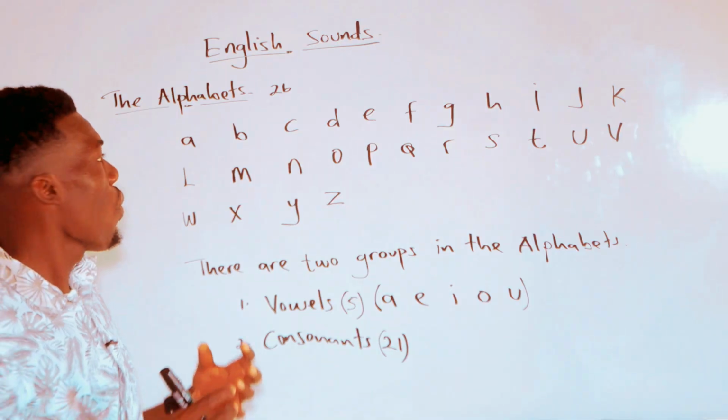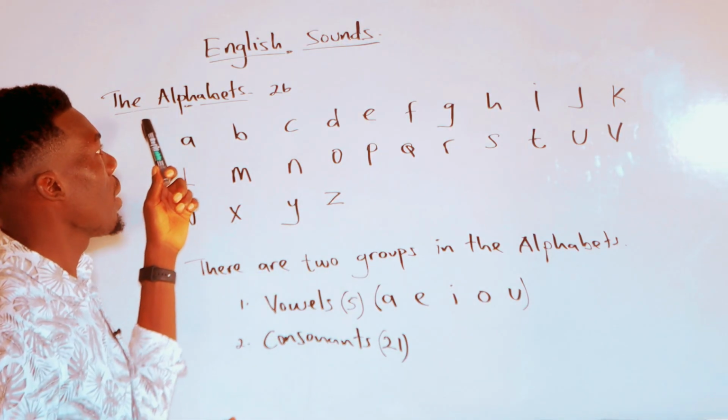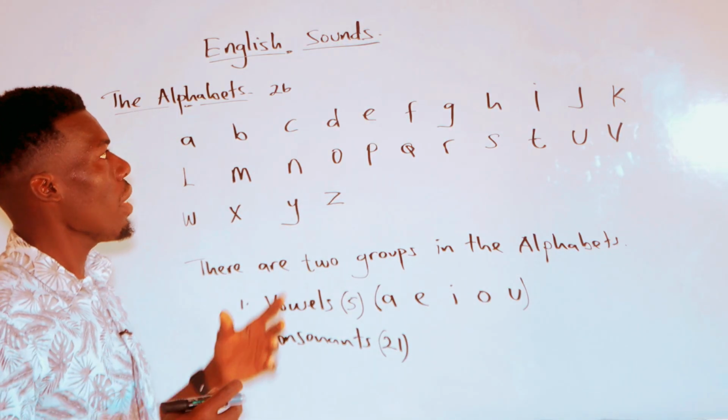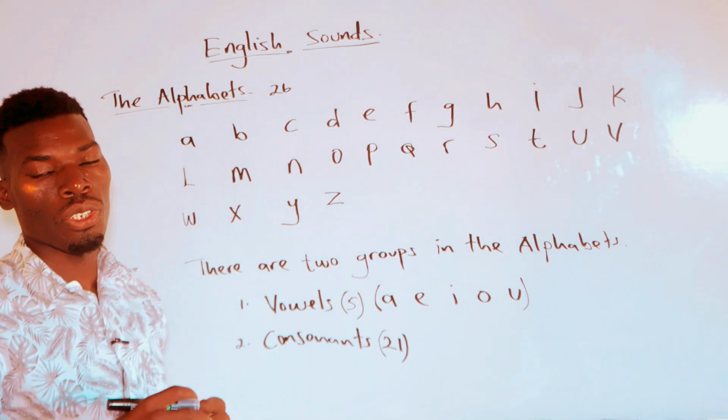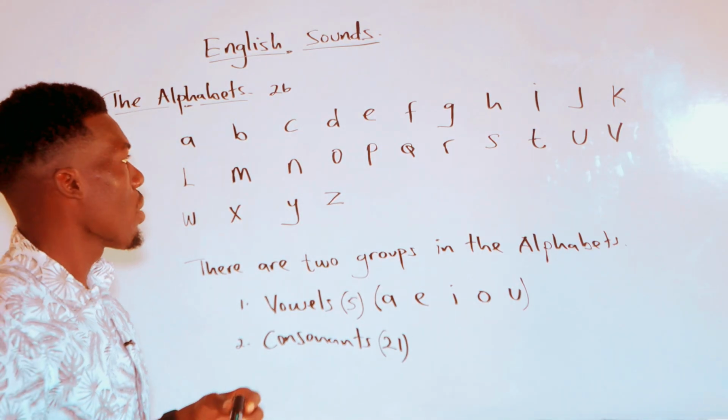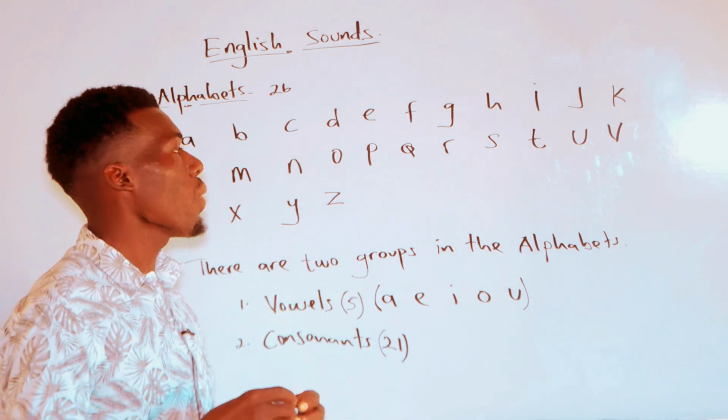So today we are going to learn about the alphabets. There are 26 alphabet letters in the English language. So let us look at them.